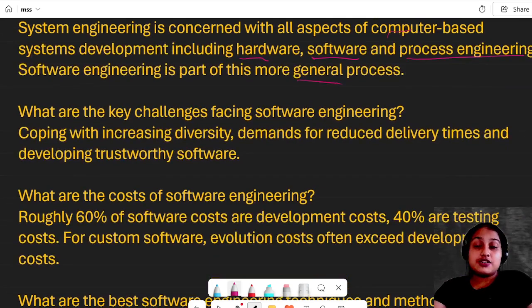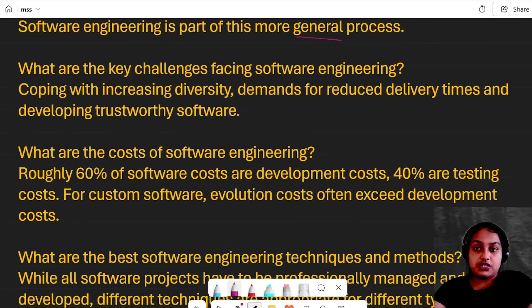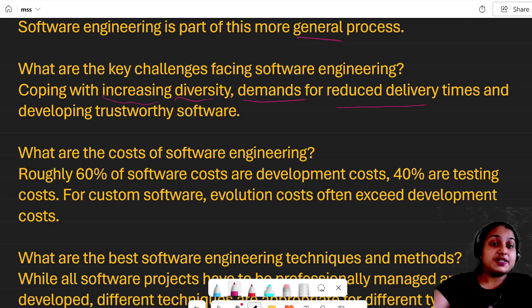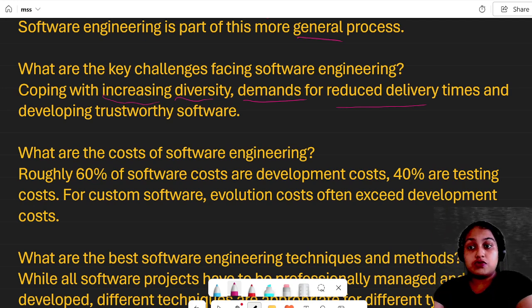Now, what are the key challenges facing software engineering? In this current era, we have increasing diversity and demands for reduced delivery times. The customers need the product to be delivered fast, and they also need trustworthy software. So all of these are challenges for software engineers.